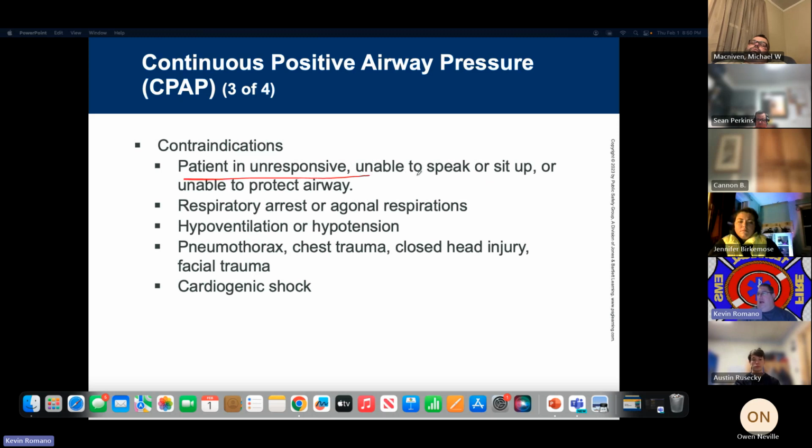Contraindications: unresponsive, unable to speak or sit up, unable to protect their own airway. Respiratory arrest or agonal respirations. They have to be breathing on their own for this to work. Hypoventilation, if they're breathing too slow, or hypotension. Hypotension is because it's putting barotrauma on the chest, causing the blood pressure to drop. Right? If they have a pneumothorax, facial trauma, chest trauma, closed head injury, or they're in cardiogenic shock. If you have any of these, the patient cannot receive CPAP.